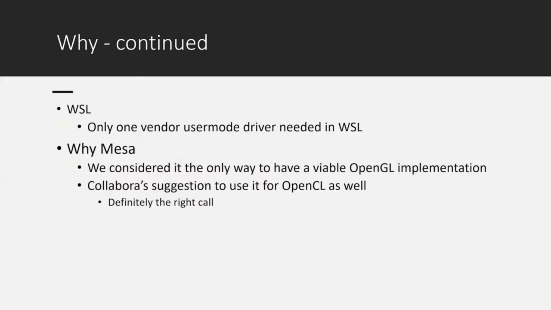We weren't sure how we wanted to do OpenCL, so we talked to Collabora, and they suggested that we should use Mesa's compiler stack for OpenCL, and I'm definitely happy to say it was absolutely the right call to go that approach. It's been invaluable. So moving on to the how, which is the interesting part of the talk. What did we actually build?